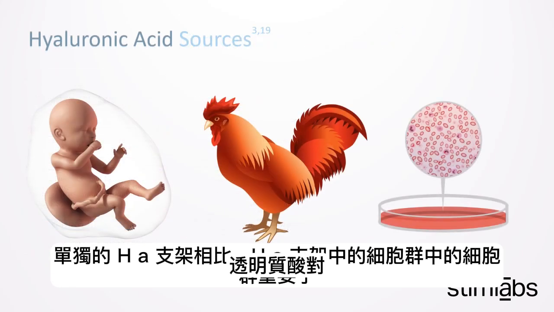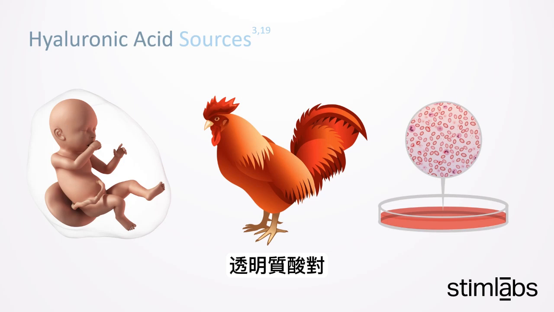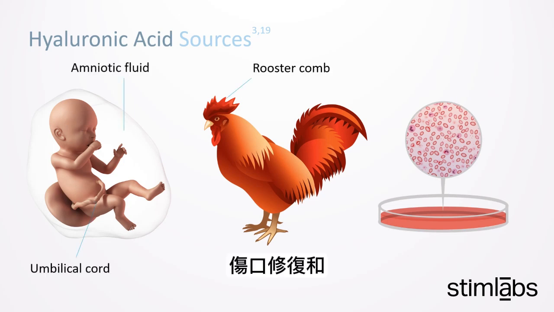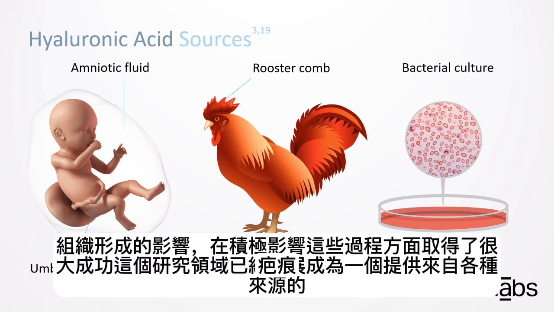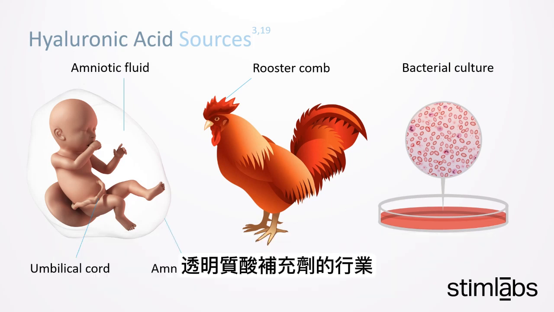Hyaluronic acid is currently being sourced from Wharton's jelly of the umbilical cord, rooster comb, amniotic fluid, and from recombinant HA sourced from bacterial culture. Another rich source of hyaluronic acid is found in the amniotic membrane, where high concentrations can be found in the intermediate layer.